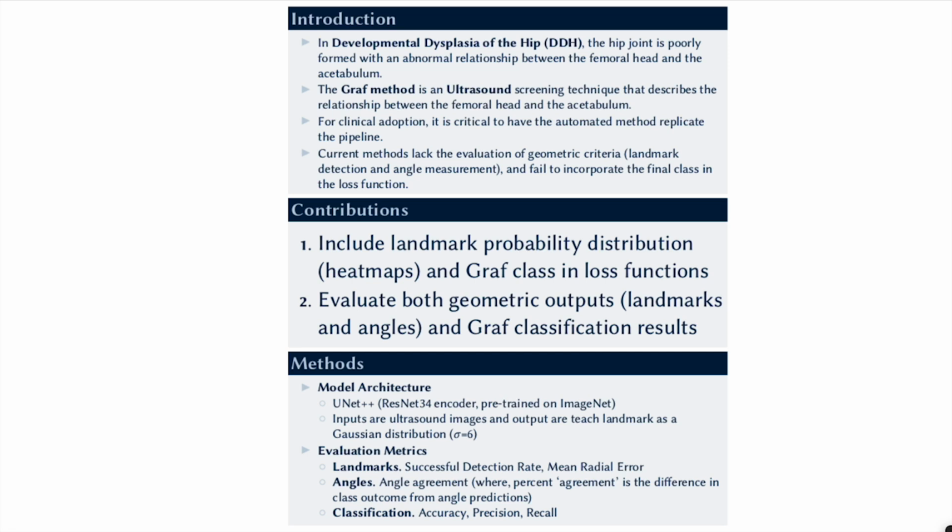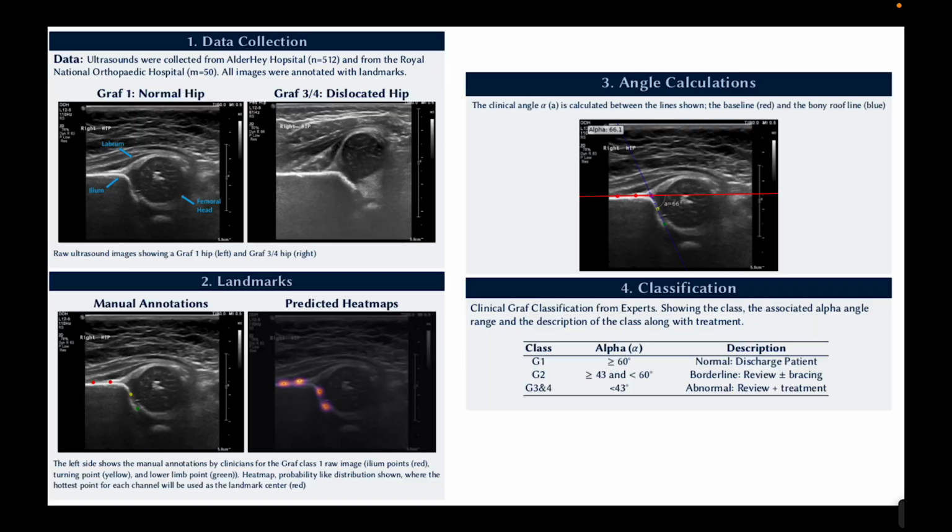guide clinical treatment decisions. The clinical pipeline is replicated by our work as seen on the left-hand side of the poster. First, data was collected by Alder Hey Hospital and the Royal National Orthopaedic Hospital. Second, landmarks were placed on the image. On the left, under the landmarks section, you can see both the manual annotations and the predicted maps from the model. Third, resulting landmarks are then used to calculate the Graf angle, and the classification can be inferred by the determined angle. This classification is then used to diagnose and guide treatment for patients.